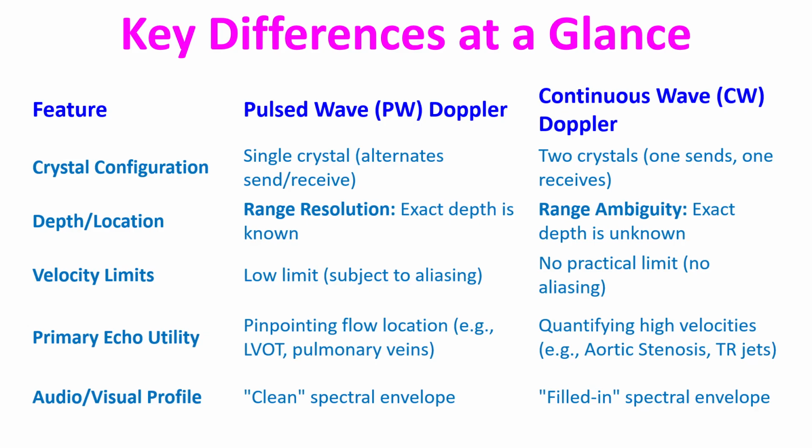Velocity limits. Low limit, subject to aliasing for pulsed wave Doppler, while no practical limit, no aliasing for continuous wave Doppler. Primary echo utility. Pinpointing flow location, for example LVOT and pulmonary veins, for pulsed Doppler. Continuous wave Doppler, quantifying high velocities like aortic stenosis or TR jets. Audio-visual profile. Clean spectral envelope for pulsed wave Doppler. Filled-in spectral envelope for continuous wave Doppler.